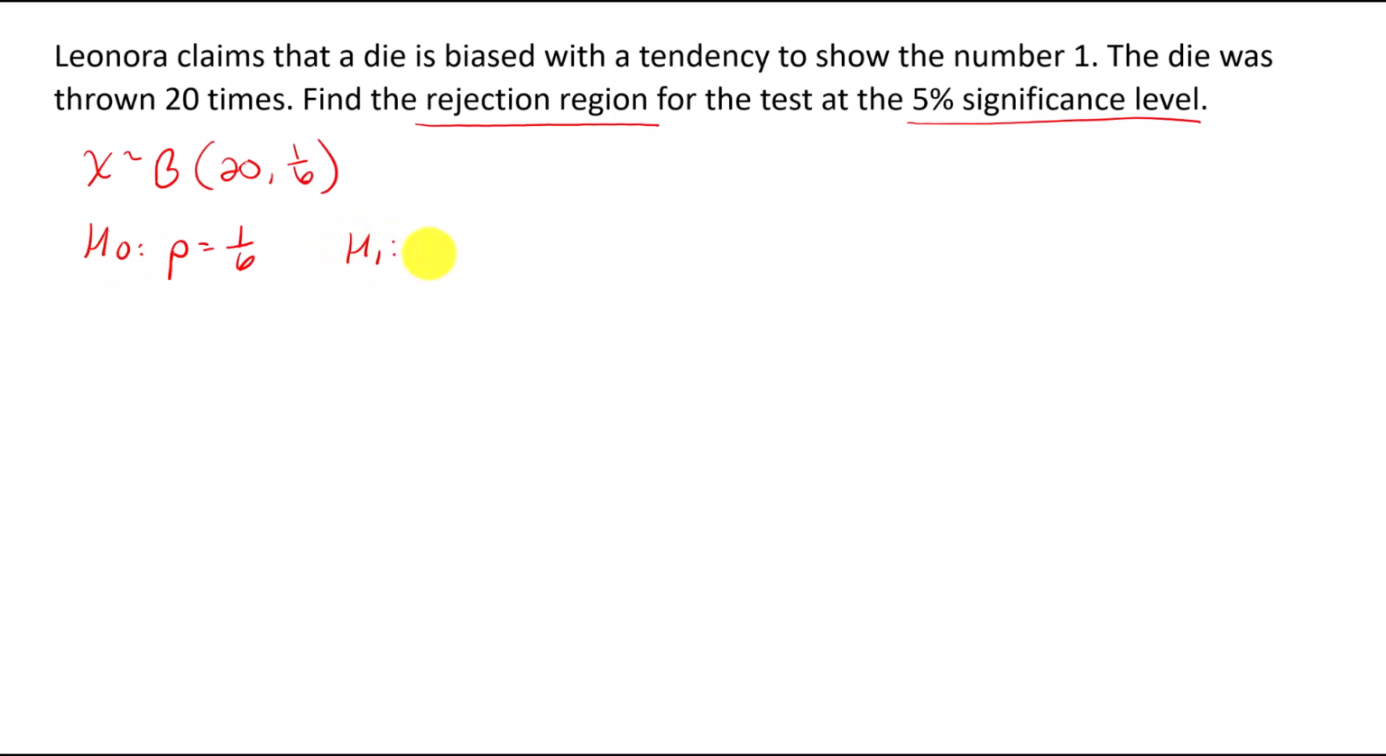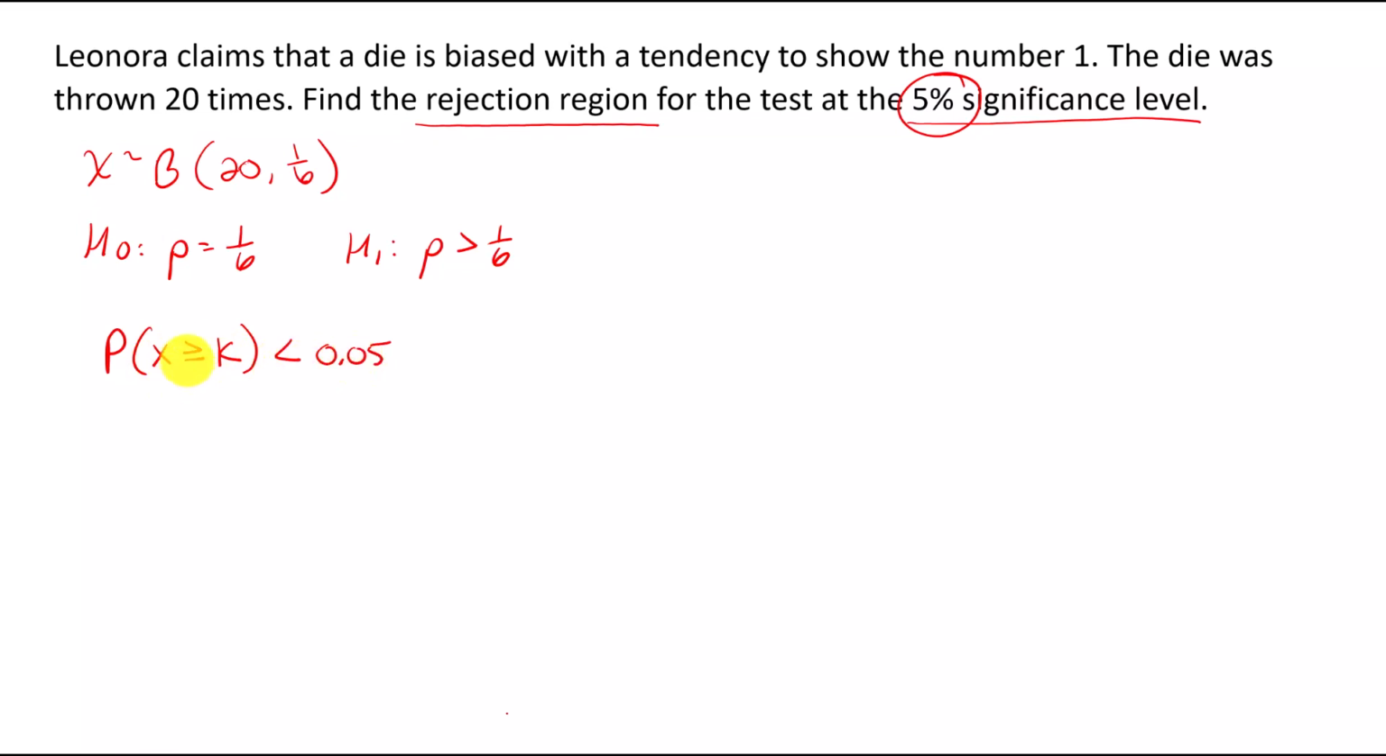And for our alternative hypothesis, because she's saying it's biased towards 1, we would expect that the probability would be more than 1/6. Okay, so now what we want to do is find the probability that x is greater than or equal to some value k, and that is less than 0.05, because that's our significance level. So what value gives us a probability less than 0.05?